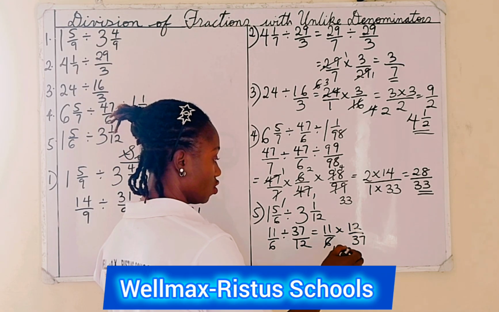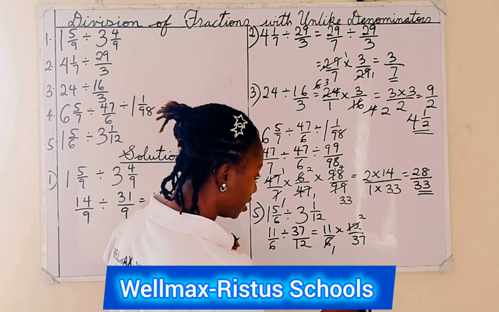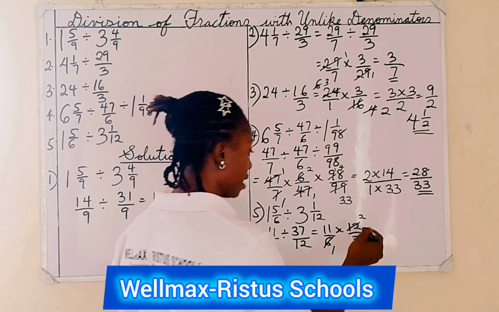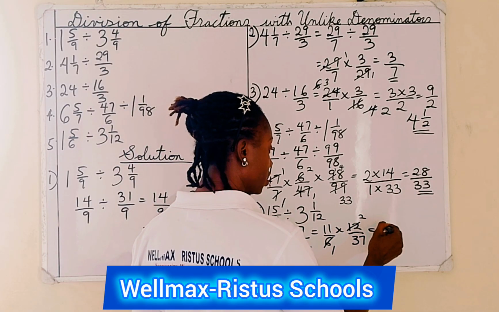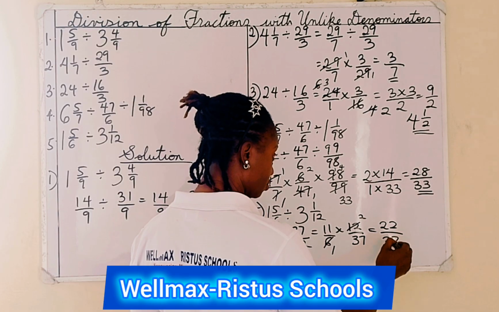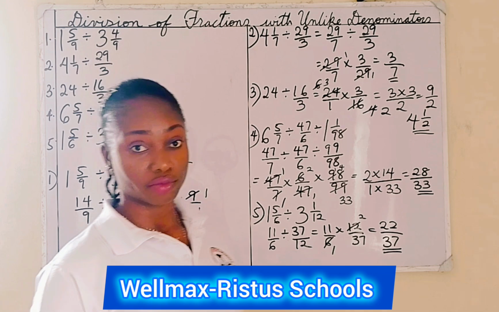6 can go into 6 once and into 12 2 times. Can any number divide itself again? No. So we're going to multiply the fractions out. 11 times 2 gives us 22, and 1 times 37 gives us 37. And that's the answer for this question.